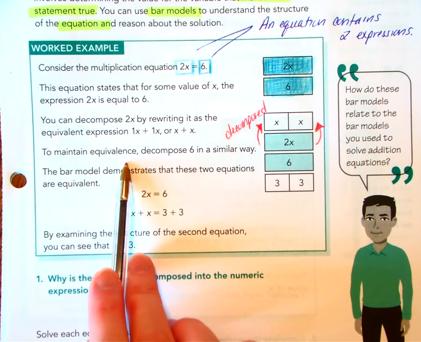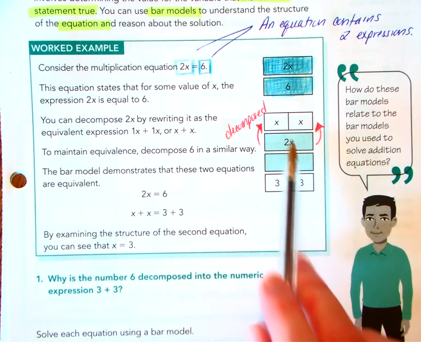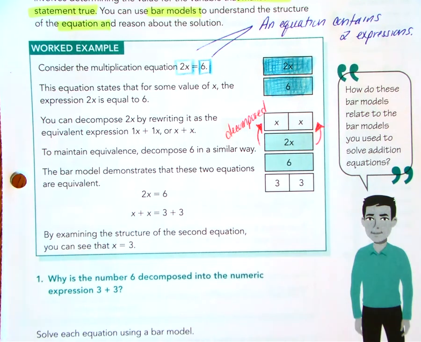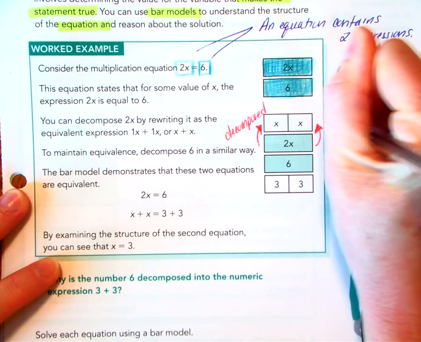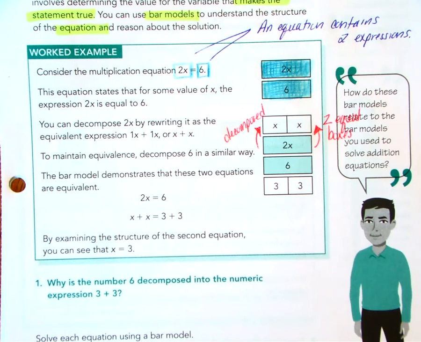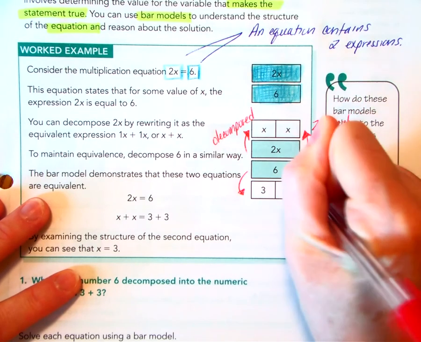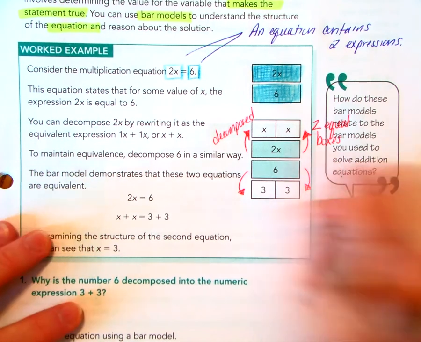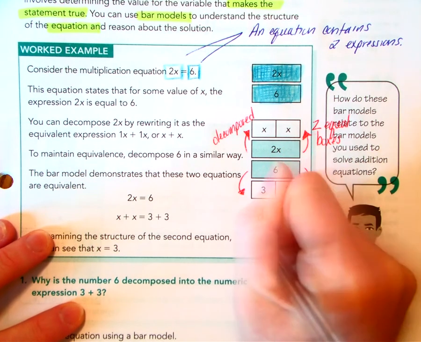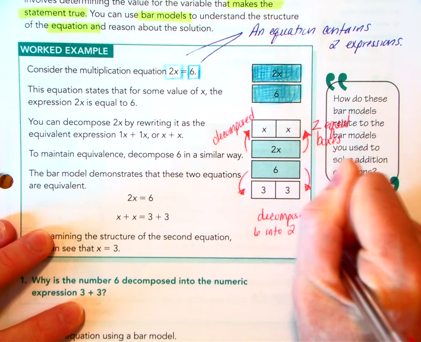To maintain equivalence, decompose 6 in a similar way. Well, I want you to notice that we decompose 2x into 2 boxes, 2 equal boxes. So I need to decompose 6 into 2 equal boxes.